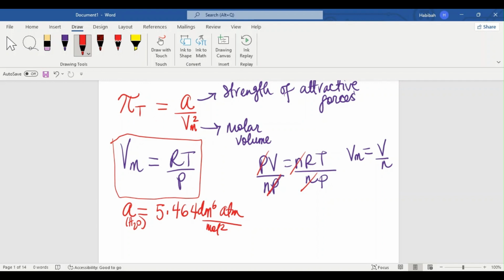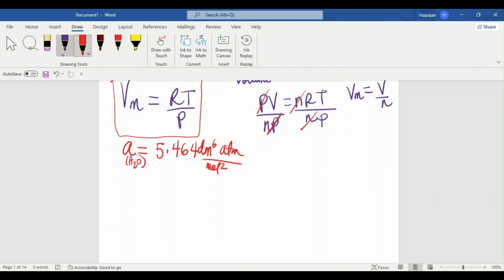Looking at the textbook, what I have is 5.464 dm^6 atm divided by mole squared. So having this information is very, very key. Now, we're also told that the temperature is 400 kelvins and the pressure is 1 bar. But we have the strength of attractive forces constant in atm. So what this is telling you is that we have to go from bar to atm.